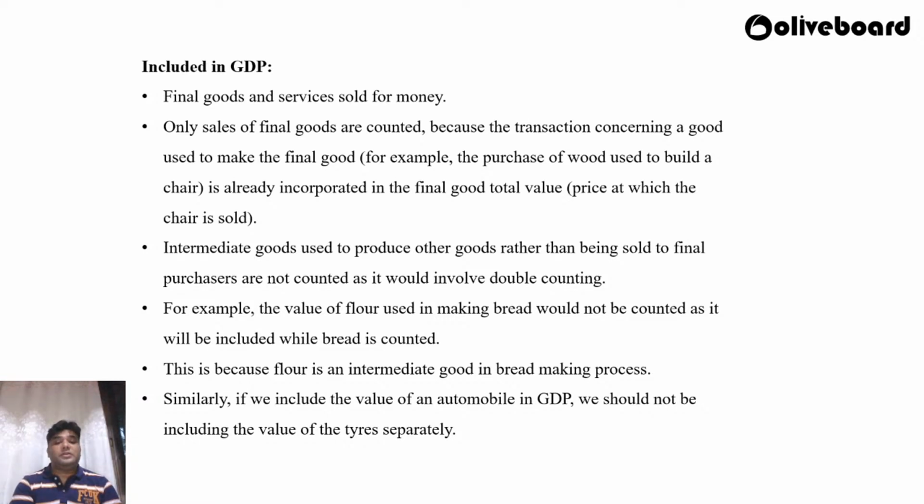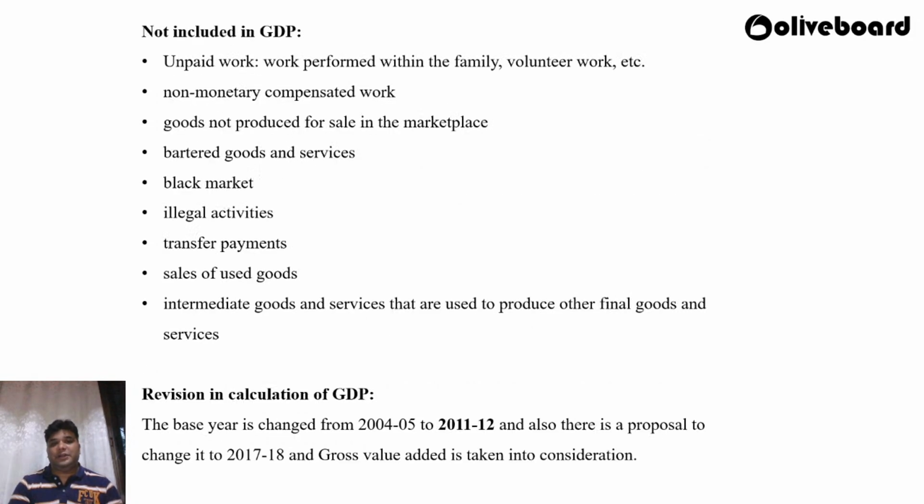Like for example, on your screens you can see I have given an example that the value of flour used in making bread would not be counted, because that will be counted when the final value of bread will be taken. So here flour is an intermediate good when you talk about the bread making process, right? So these are all things, this is how things are included in the GDP.